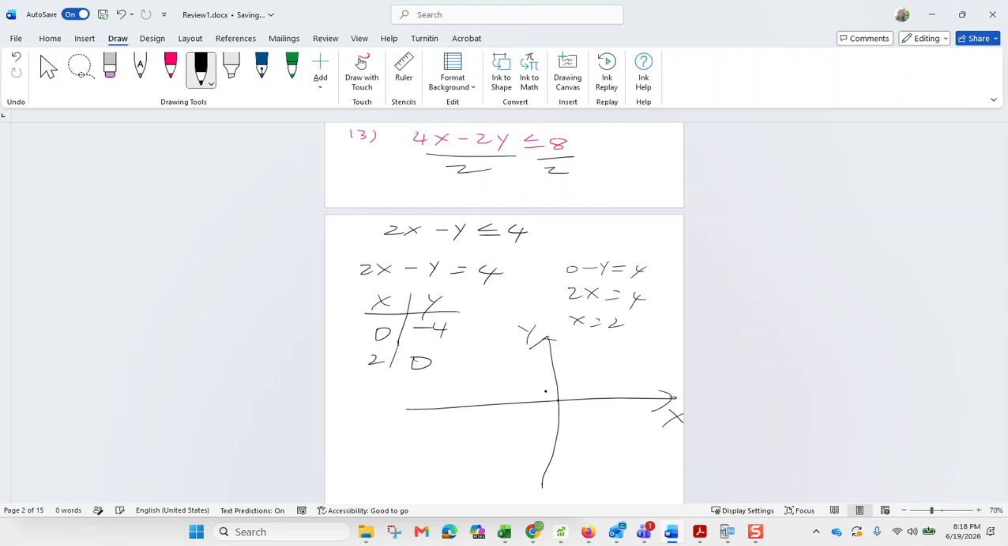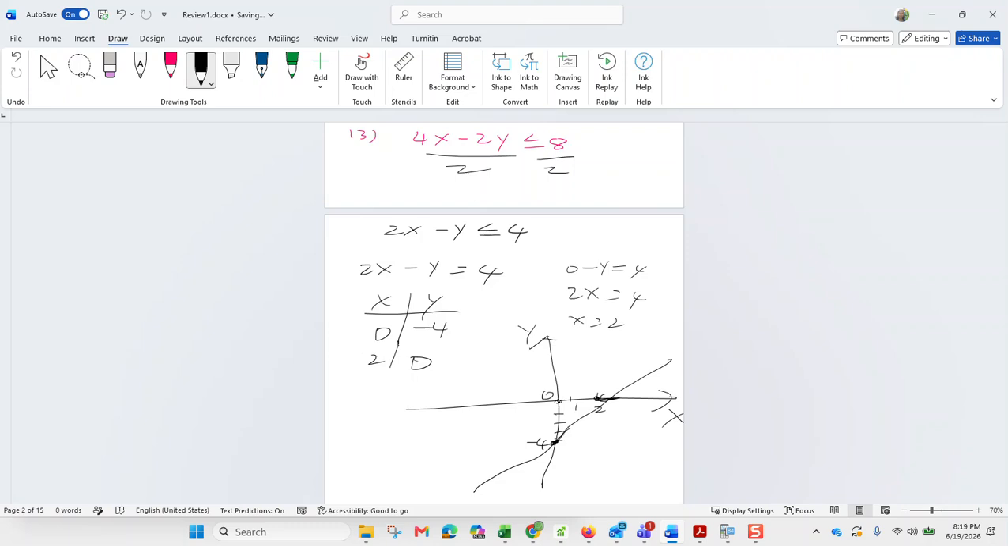So when x is equal to 0, y will be negative 4. All right, so this is the point. And when x is equal to 2, y will be 0. So this is the point. All right, so we can connect these 2 points together. It should be a little bit straighter. All right, this one is less than or equal to.